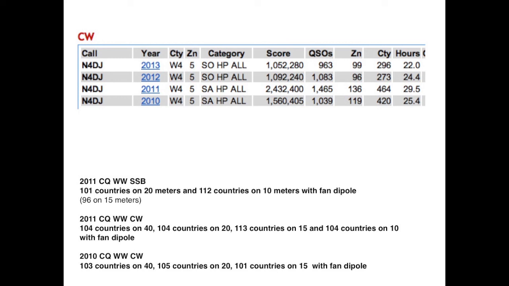2011 in the CQWW sideband contest, 101 countries on 20 meters, 112 countries on 10 meters with a fan dipole. And I didn't quite make 100 countries on 15 meters in that contest. I only worked 96.